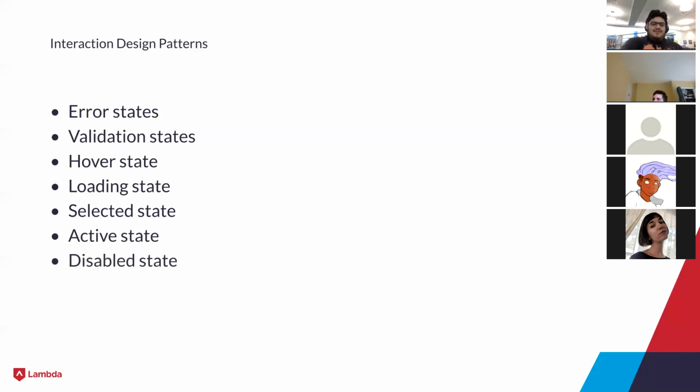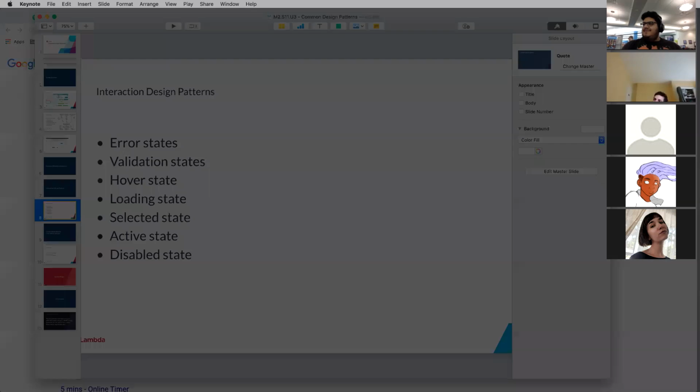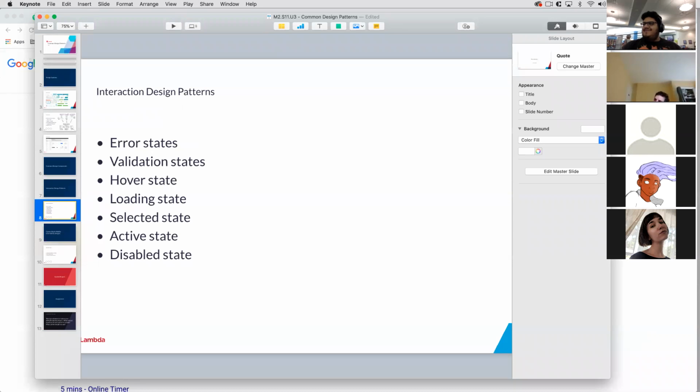And then lastly, we have the disabled state, which we were just looking at in MailChimp's example, where this communicates a non-interactive element. So let's switch gears and actually take a look at these examples and see what questions you may have.